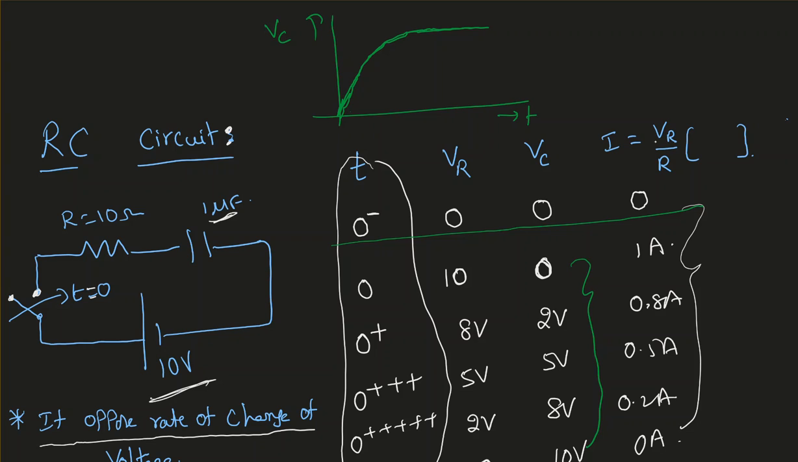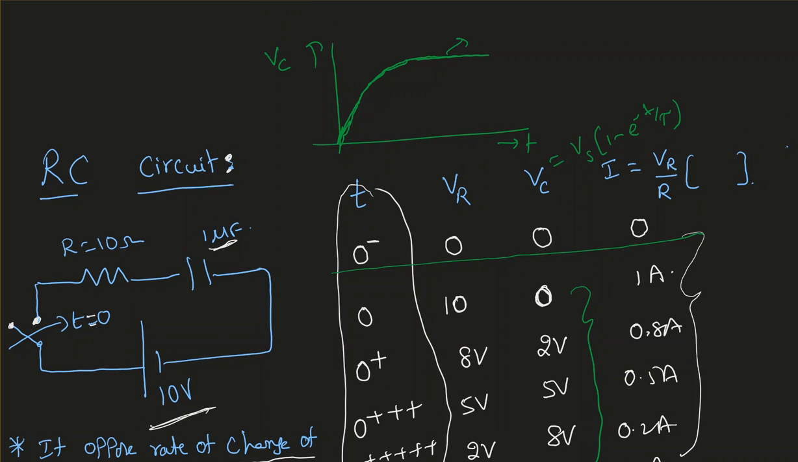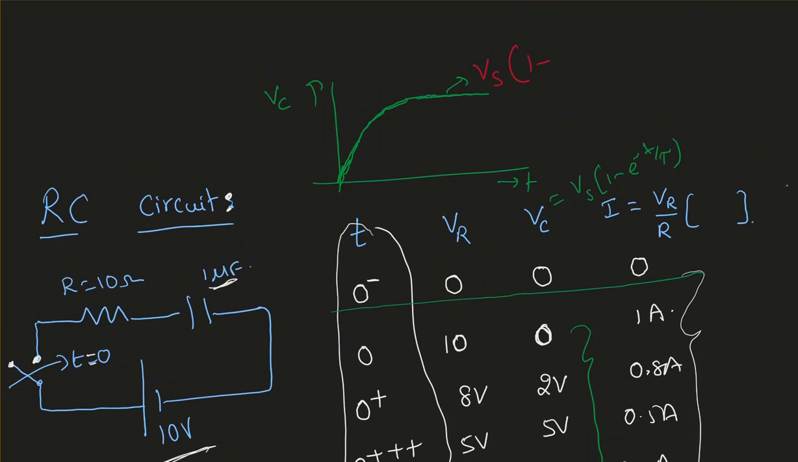So this voltage drop VC equals Vs, which is the source voltage, times 1 minus e to the power of minus t over tau. So this voltage here equals Vs times 1 minus e to the power of minus t over tau. That is the voltage drop across the capacitor.